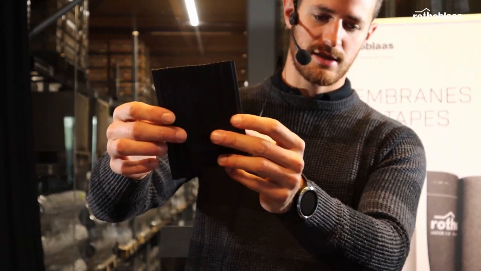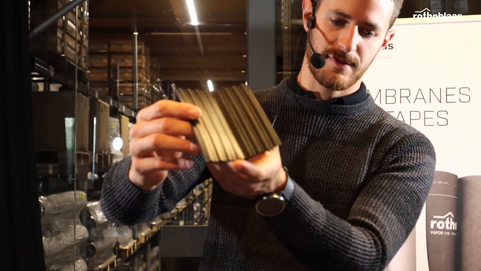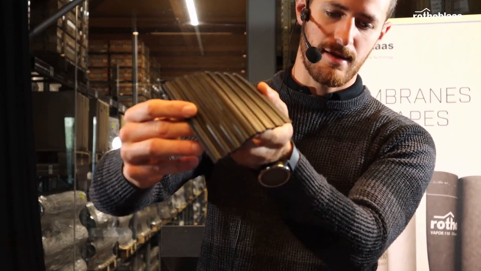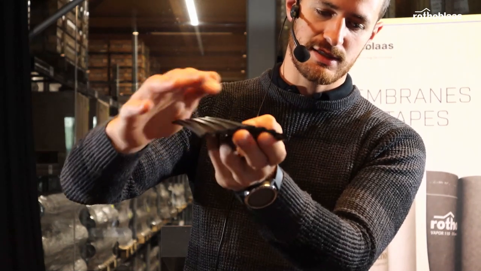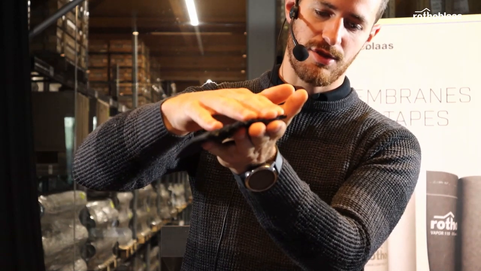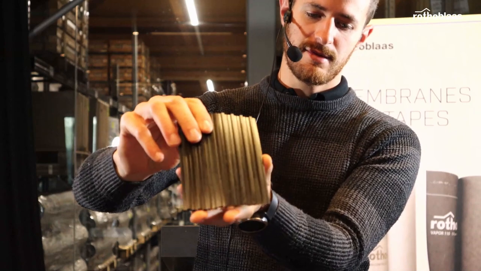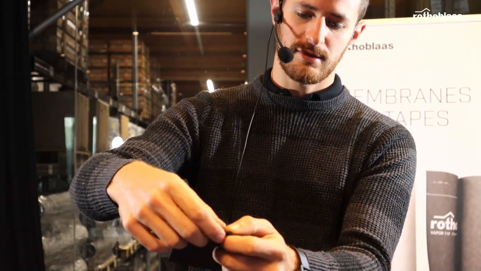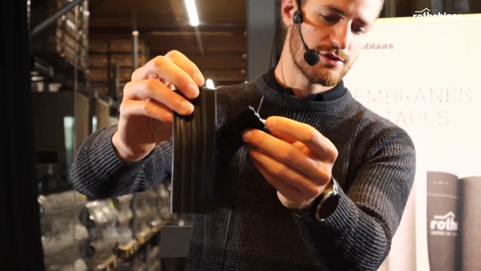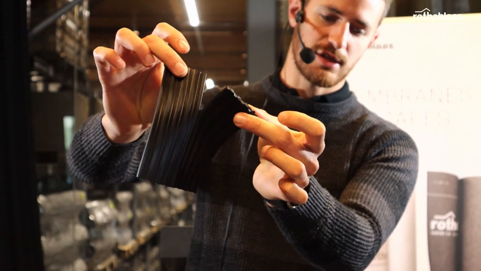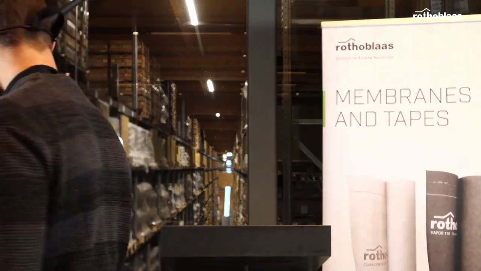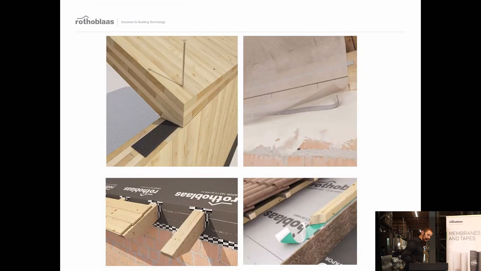It's basically done like that. It has these lines that can get compressed. When it's compressed, it becomes just a 3 millimeter layer, and it can be divided into two like that, so that you can place it on one side of the beam. If you have a wide beam, you can place it on one side of the beam and on the other as well.